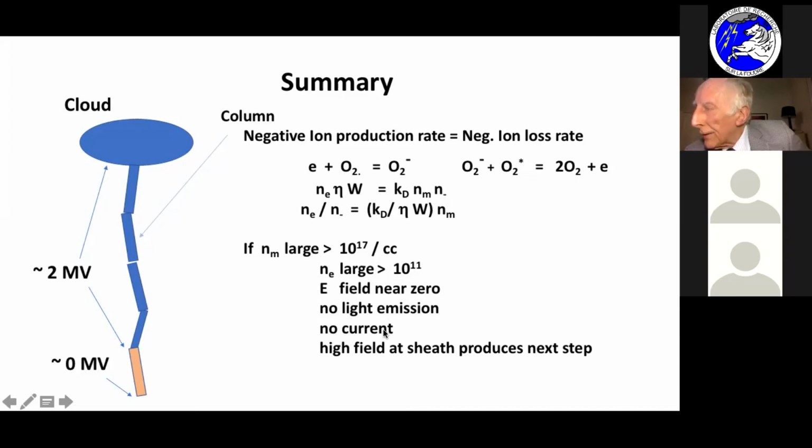Furthermore, there's no current. Many people say, oh, these electrons come from the current, a current from the cloud downwards. No, the electrons are produced locally. So there's a very novel situation I'm proposing for the column. And then there's a high field at the sheath, at the edge of these conducting steps here, which produce the next step. That's my talk.